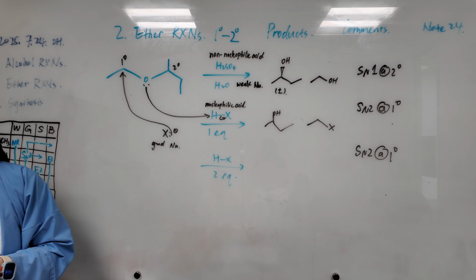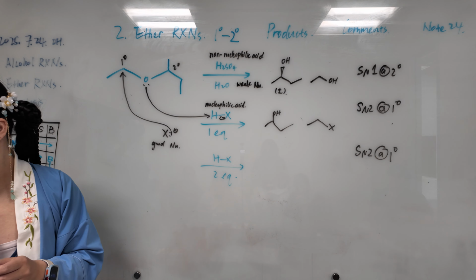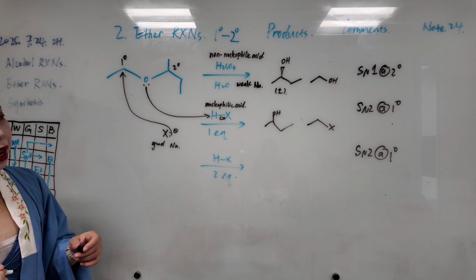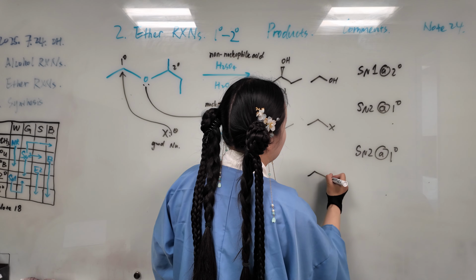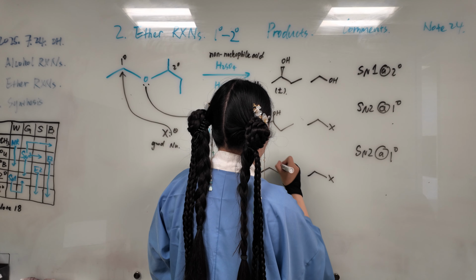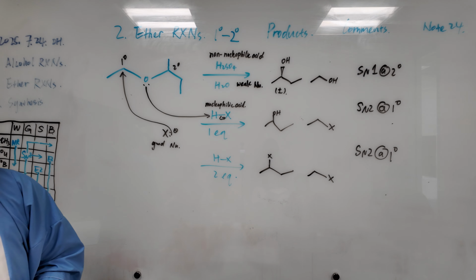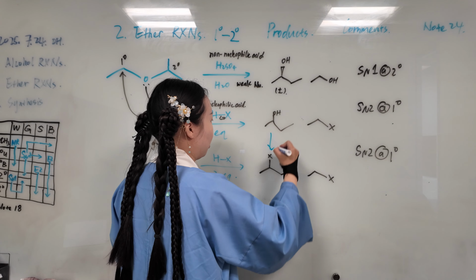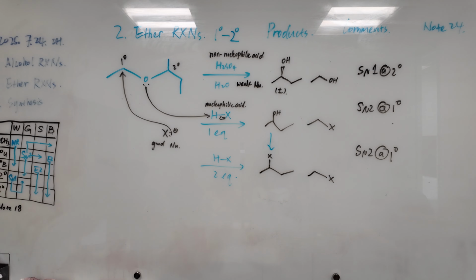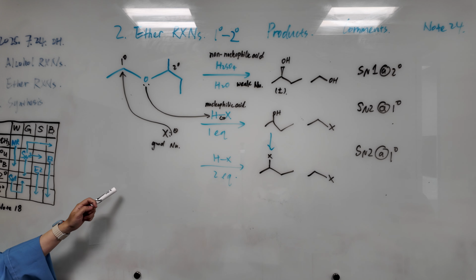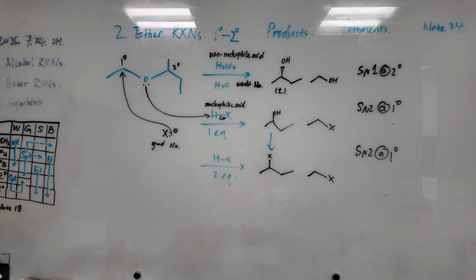Are we good? If I have two equivalents, X is still going to be here. This is going to be X. You know what I'm going to ask: what's the mechanism? You just learned this this week, and we just reviewed it at the beginning of today's class. Today's review. It's on the first round of the board. It's on your note.